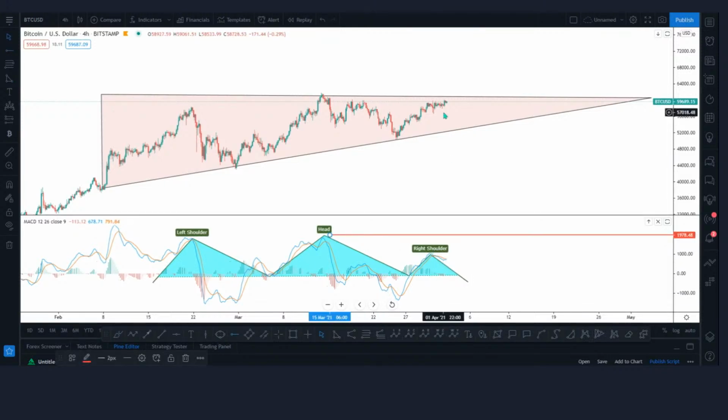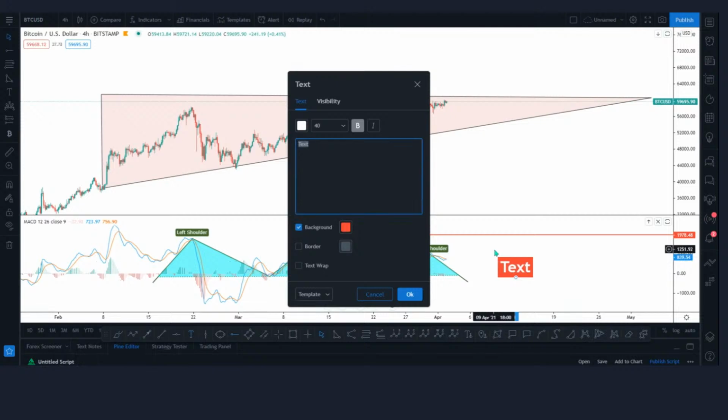If this one breaks, it will continue going up. So basically, we trade this as what we call failed. Okay, MACD head and shoulder, and this is basically a continuation pattern. Very strong pattern. Okay.